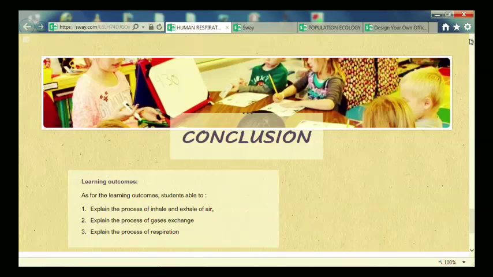So in the end, students are able to explain the process involved in the human respiratory systems. For example, the process of inhale and exhale of the air, the process of the gases exchange in the human respiratory system, and also able to explain the respiration process by itself, okay?